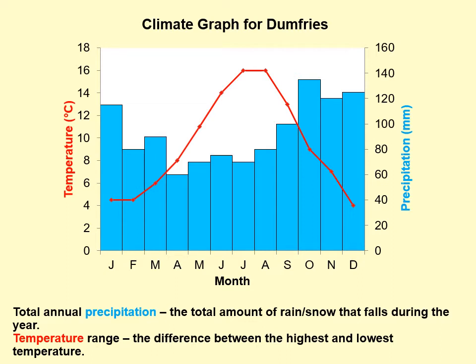The temperature range is the difference between the highest and lowest temperature. So it tells us how much the temperatures change over a year. So to work out the temperature range, you take away the lowest temperature from the highest temperature.